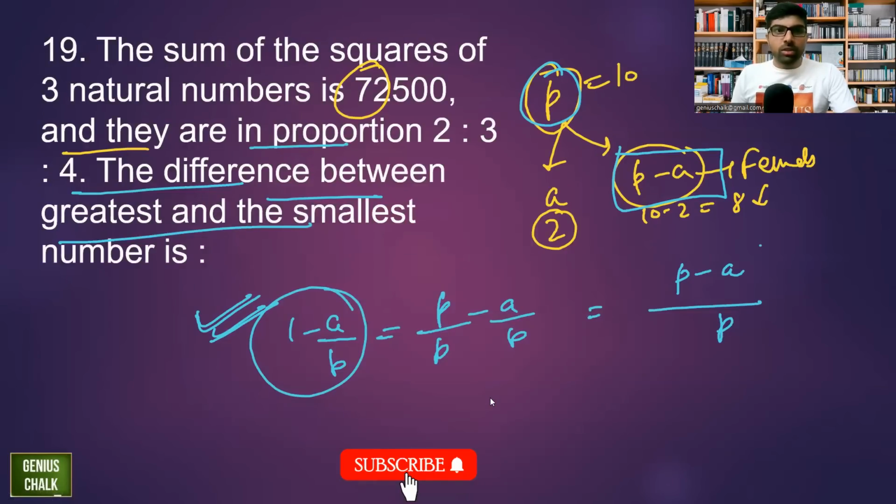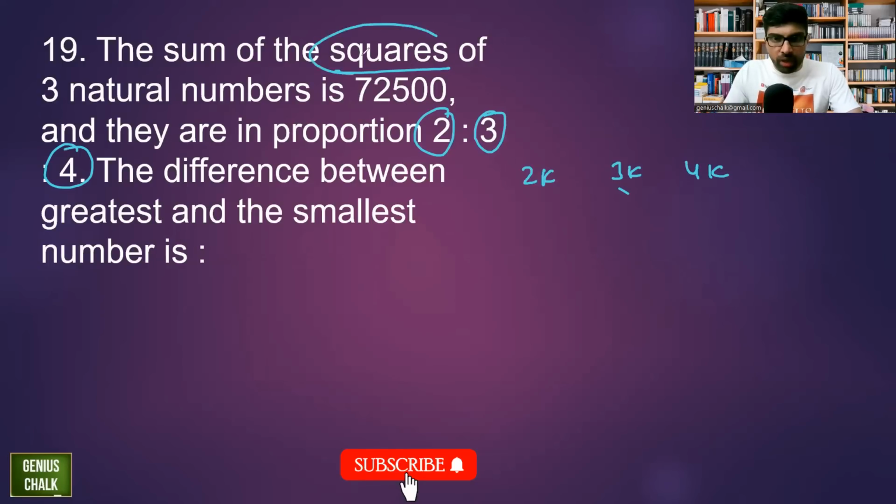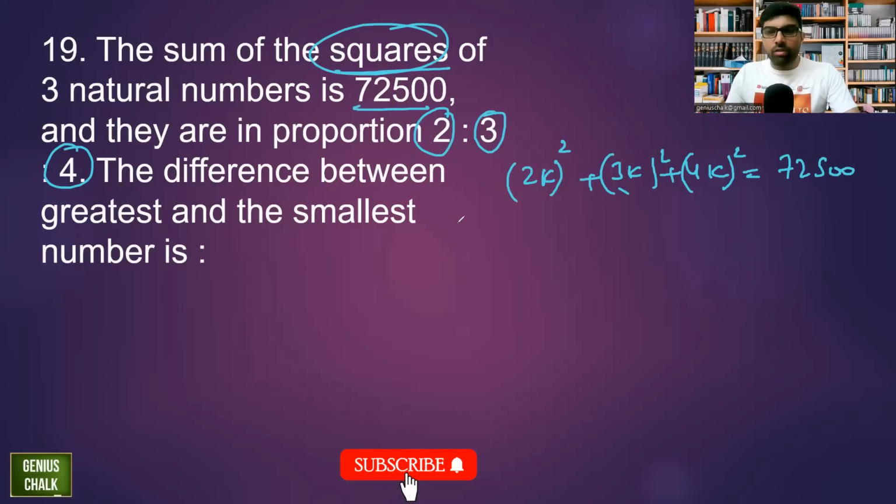Next one, the sum of the squares of 3 natural numbers is this, and they are in the proportion this. Find the difference between the greatest and the smallest number. Okay. So sum of the squares, remember, they are in proportion 2, 3, 4. So in school days, we used to solve like this. It is 2K, it is 3K, 4K. Here, the only thing which is important is understanding that it is square. So once you do square, it will be 2K square, 3K square and 4K square. Like this, you will find the value, and the sum is given as 72500. Then you can find the value of K square.